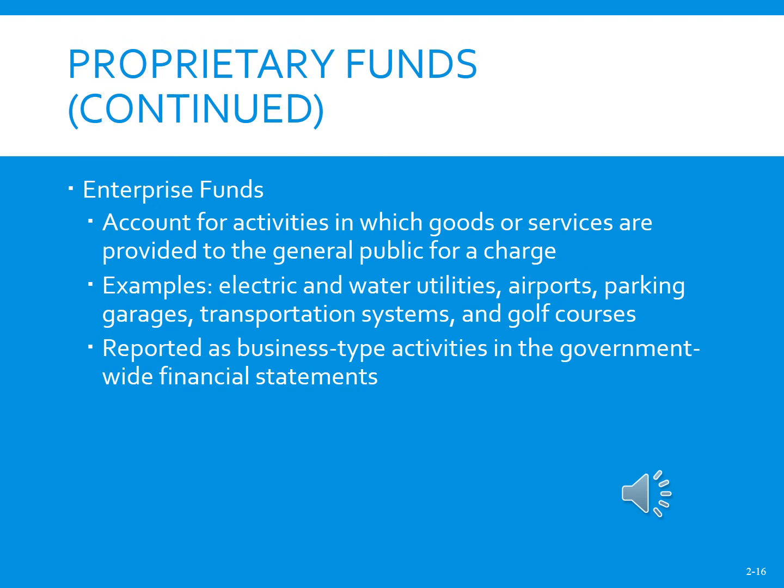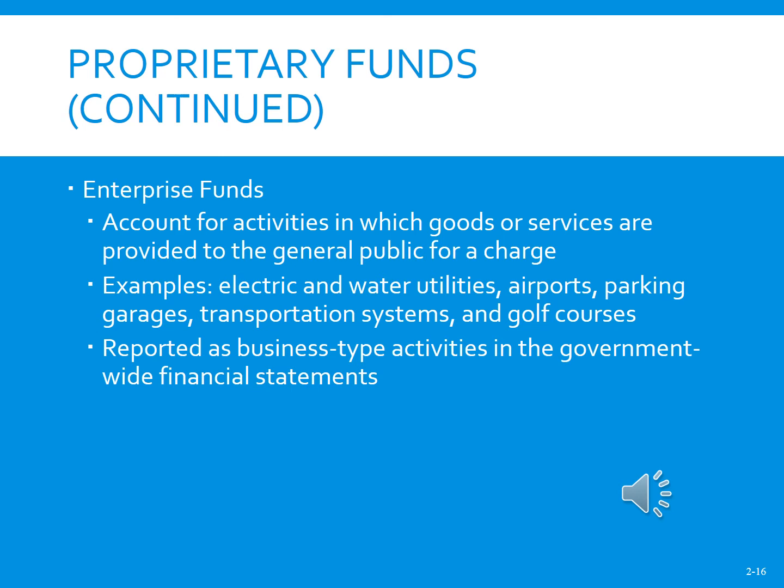Enterprise funds are another example of what are known as proprietary funds. Now these account for activities and services, goods and services that are provided to the public, not internal government departments. Water utilities, airports, parking garages, golf courses. Lots of examples there of what are known as enterprise funds. And these are reported as business type activities in the government-wide financial statements.